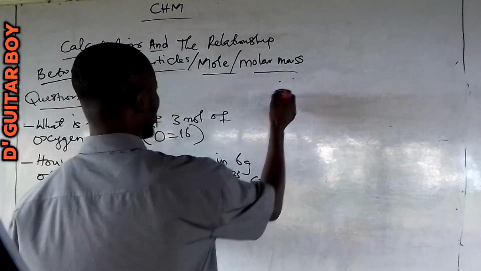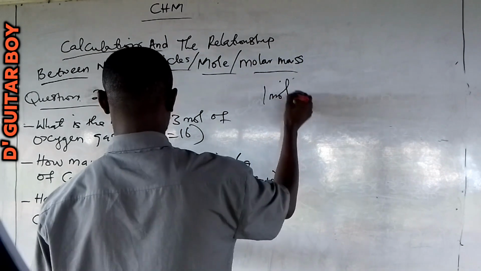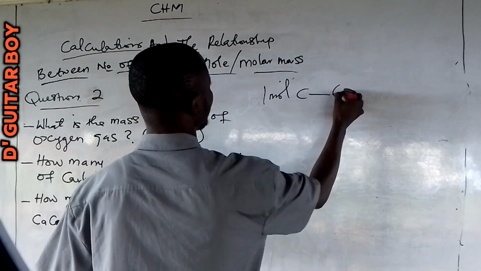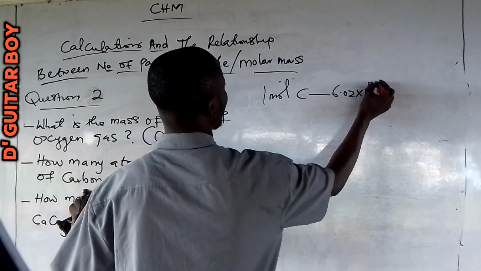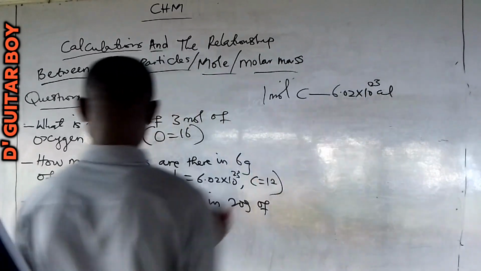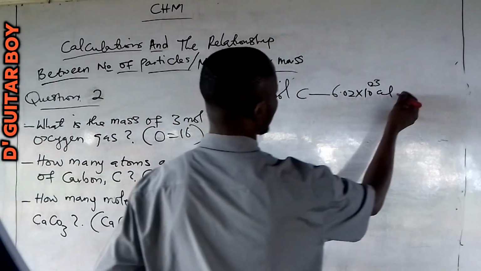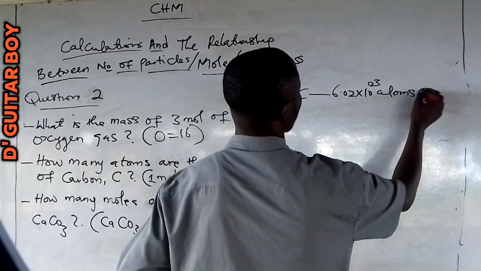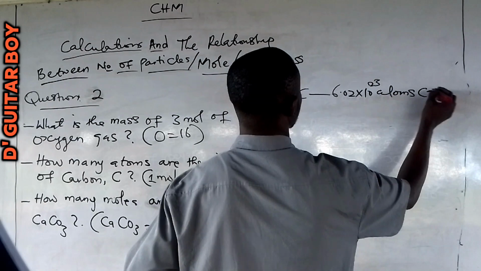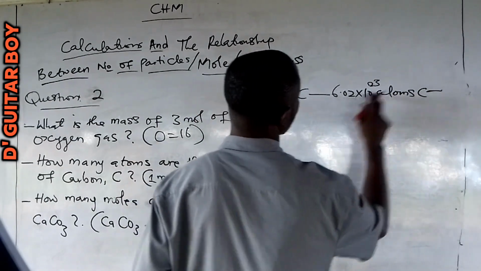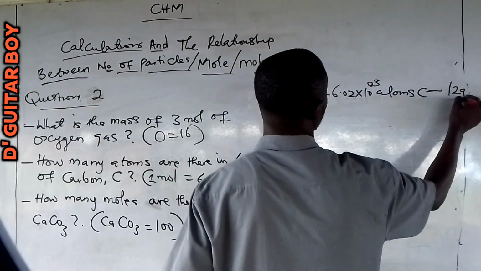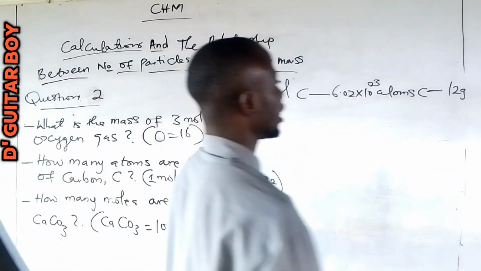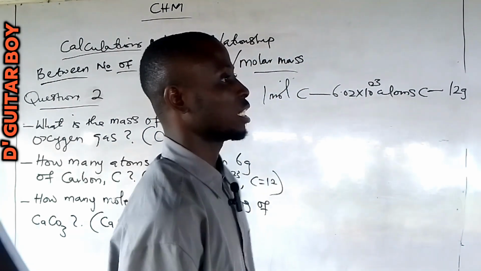Now they say how many, so you still have to draw the relationship. We know that 1 mole of carbon atom will give us 6.02 times 10 raised to the power 23 atoms, because they said atoms. How many atoms? That's number of particles. Atoms of carbon. This 1 mole will also give us 12 grams of carbon. You know the relative mass of carbon is 12, and I told you relative mass and molar mass are the same thing.